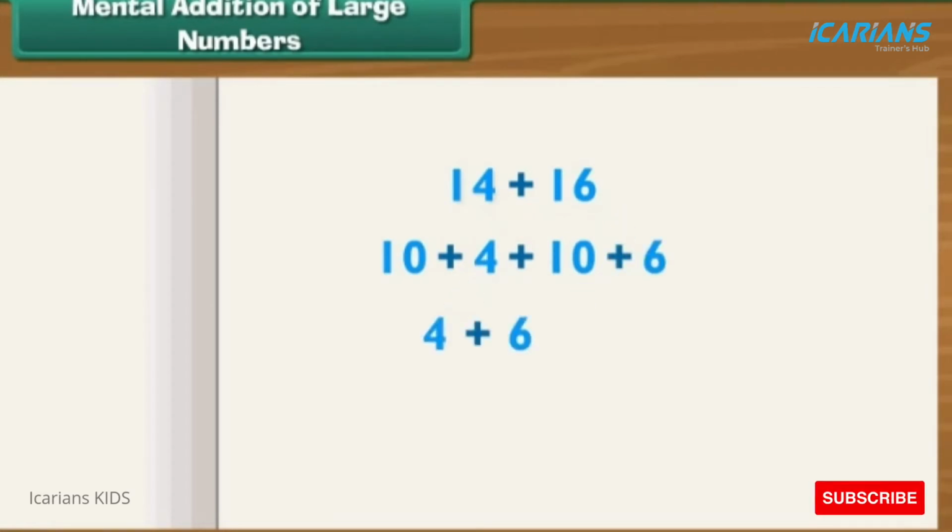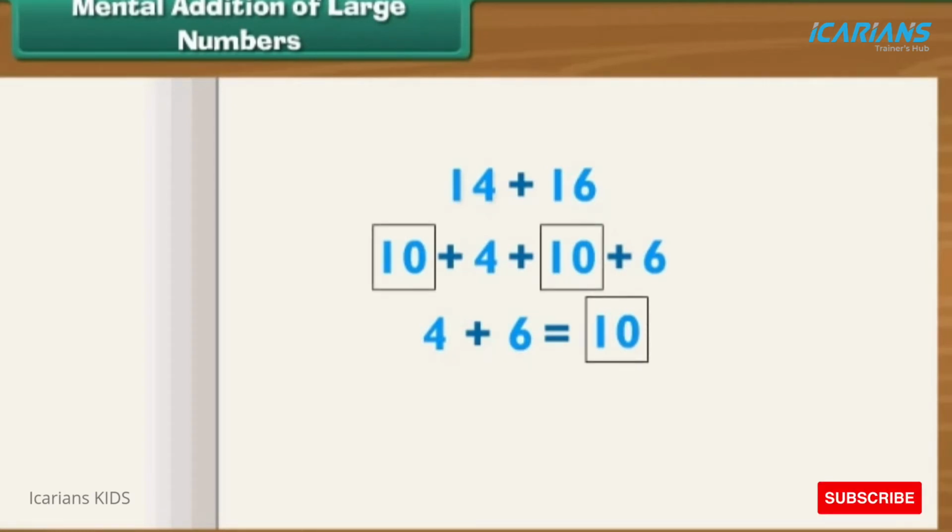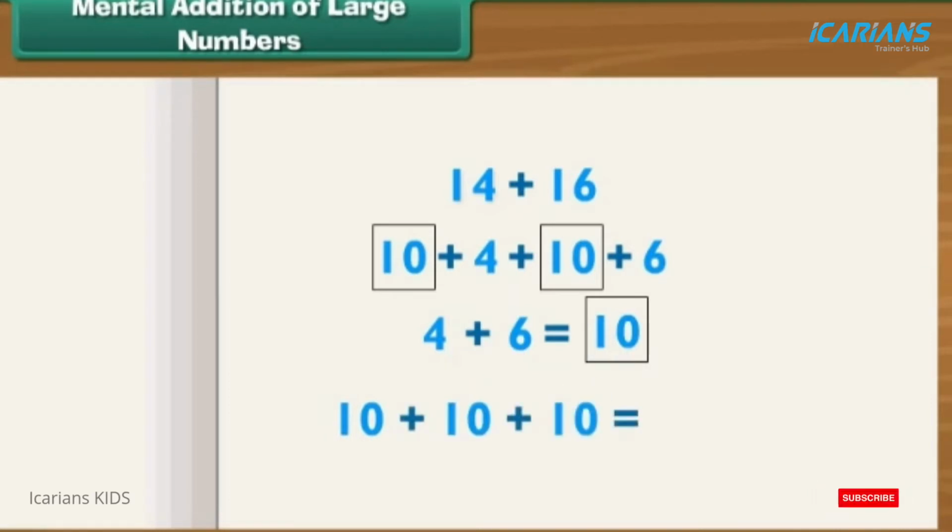4 plus 6 is equal to 10. We now have 3 tens. Add them. 10 plus 10 plus 10 is equal to 30. 14 plus 16 is equal to 30.